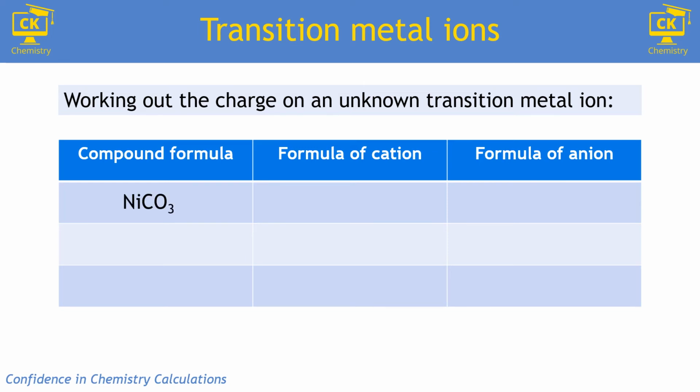So here, for example, nickel carbonate, I have the formula, but I don't know necessarily the charge on the nickel, but I can work it out because I know the carbonate ion has a 2- charge. It's a 1-to-1 ratio of nickel to carbonate, so nickel must be 2+. Similarly, potassium manganate. I know that potassium has a +1 charge because it's in group 1, and so therefore the manganate ion, the whole ion, must have an overall charge of -1.